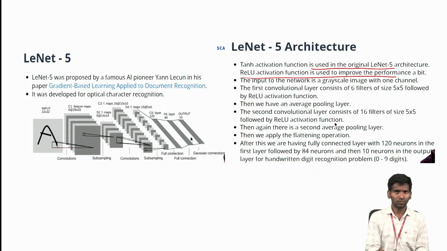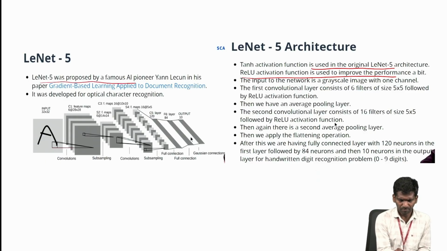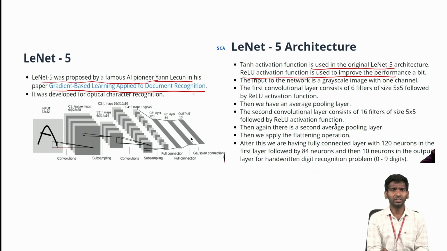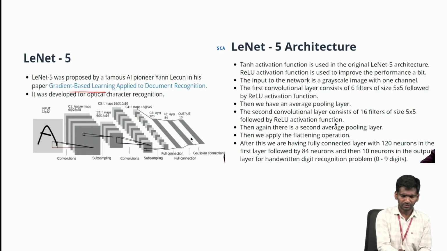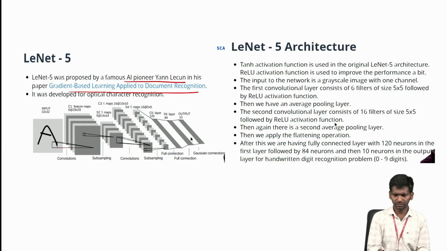Before that, let us see in which paper it was invented and the author of this invention also. LeNet 5 was proposed by famous AI pioneer Yann LeCun. Okay, so he is the founder of this LeNet 5 architecture, and it was proposed in this research paper, Gradient-Based Learning Applied to Document Recognition. So in this research paper, this LeNet 5 CNN architecture was proposed. Okay, so we have seen in which paper it was found and who is the founder of this architecture. Now let us see these steps one by one in the architecture.